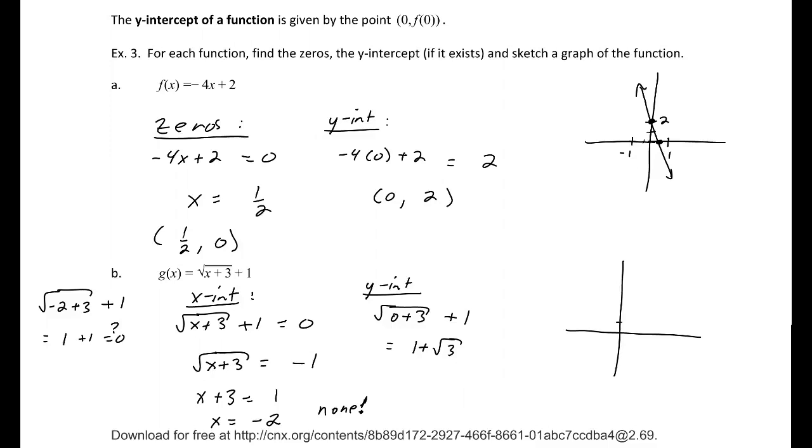2.73. 1, 2, 3. There's our y-intercept, and it does not hit the x-axis, which means it's going to curve up this way. So we have a function that looks kind of like that.